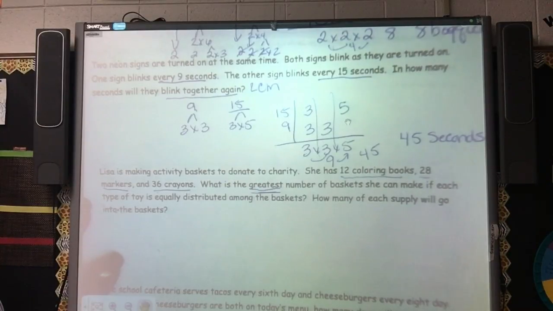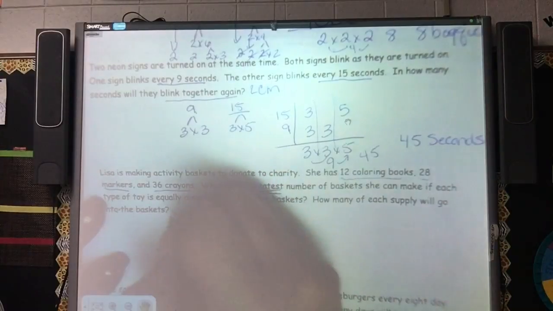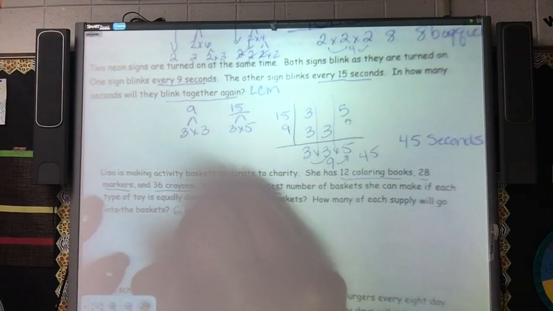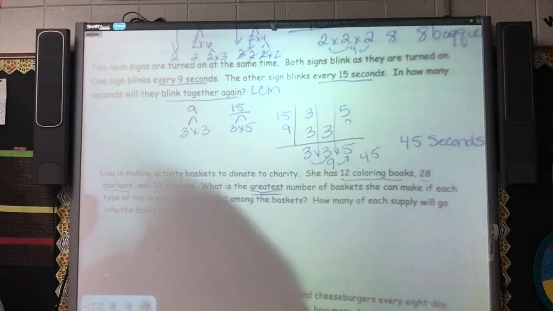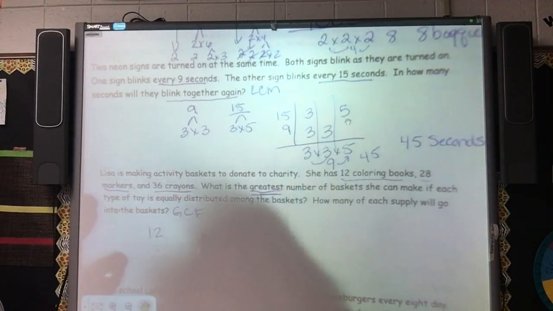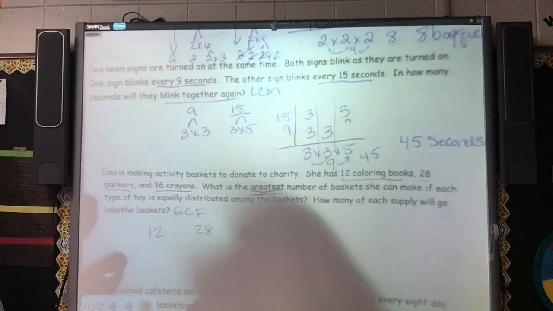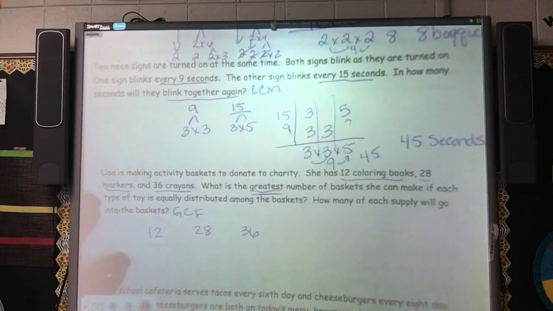So now we've got 3 numbers, and it says greatest number, so what is that going to tell us we're going to do? Greatest common factor. But we have to do that with 3 numbers instead of 2. So we have 12, we have 28, and we have 36. So you got to factor out all 3.